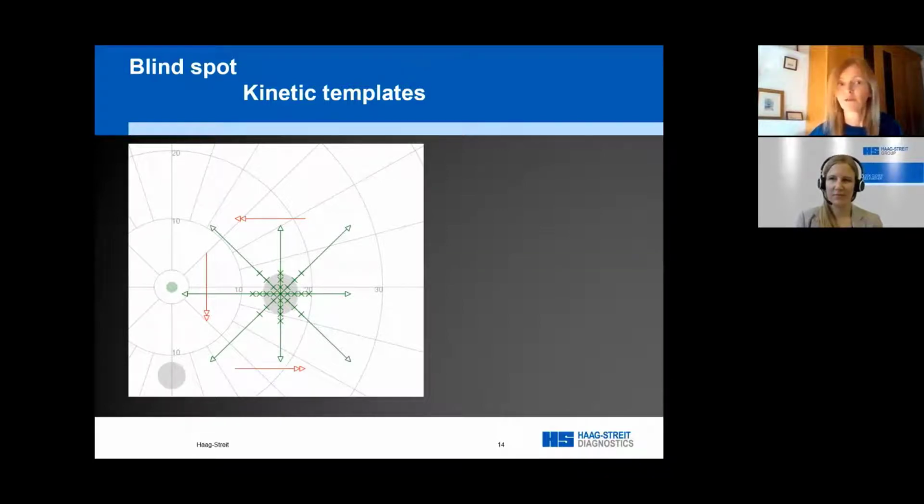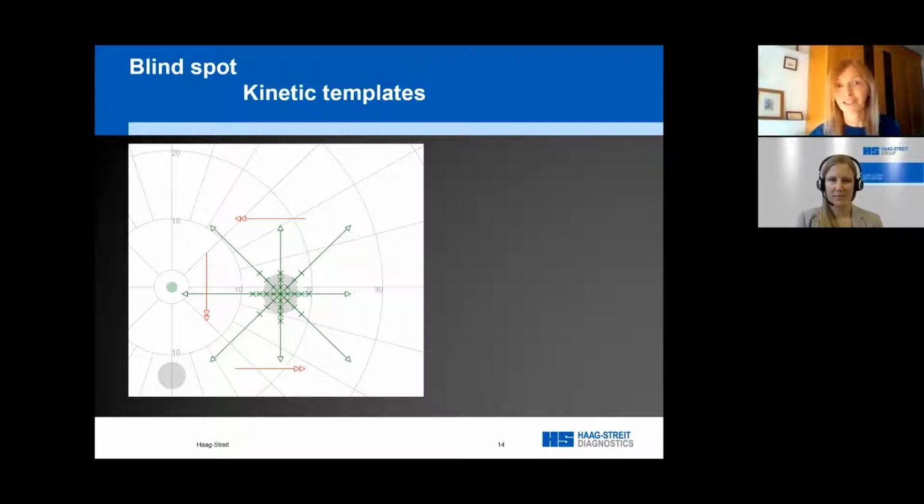Now, most of the time we don't need to concentrate specifically just on blind spot testing, because we do get sufficient information from static visual field testing. But from time to time, we will have some cases where we want to look more closely at the blind spot, and we'll use this template.